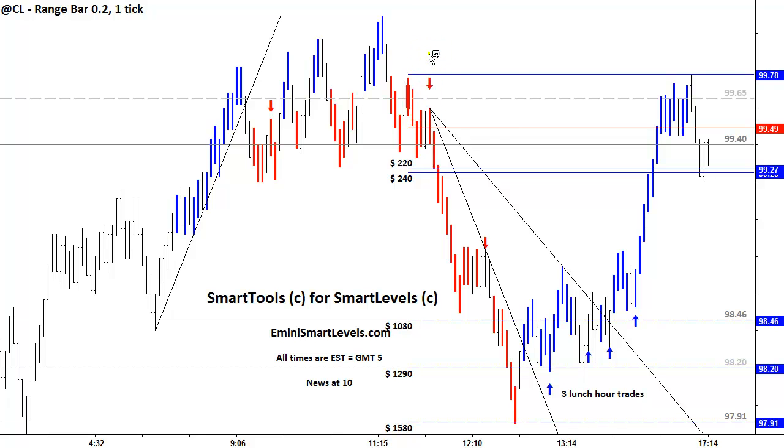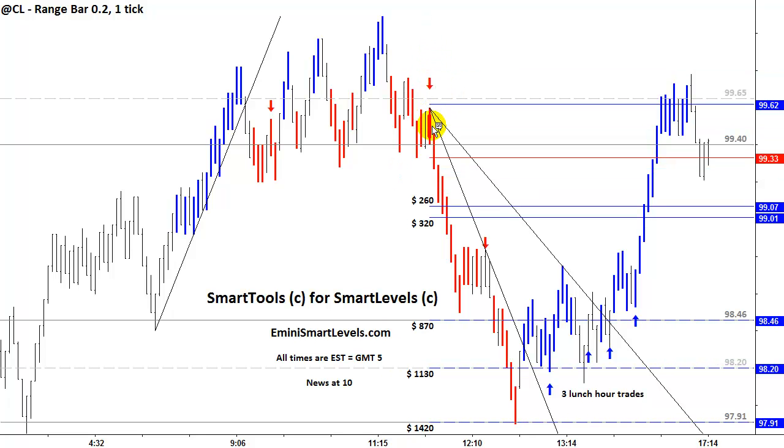This is the first setup that I would consider. When the market generated the setup bar, it's just touching 99.40. The entry is beautifully below this mini swing low here. The market goes down to reach several lower levels. This lowest level, 97.91 to the tick. And then we start moving into the lunch hour. Here's 3 lunch hour trades.